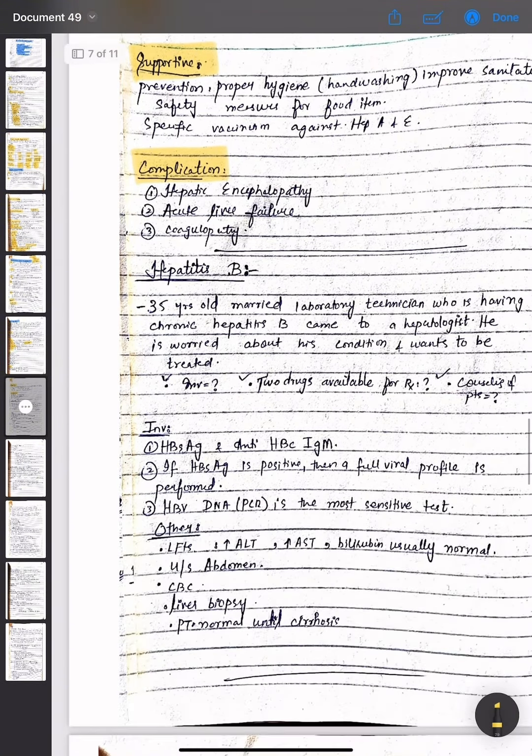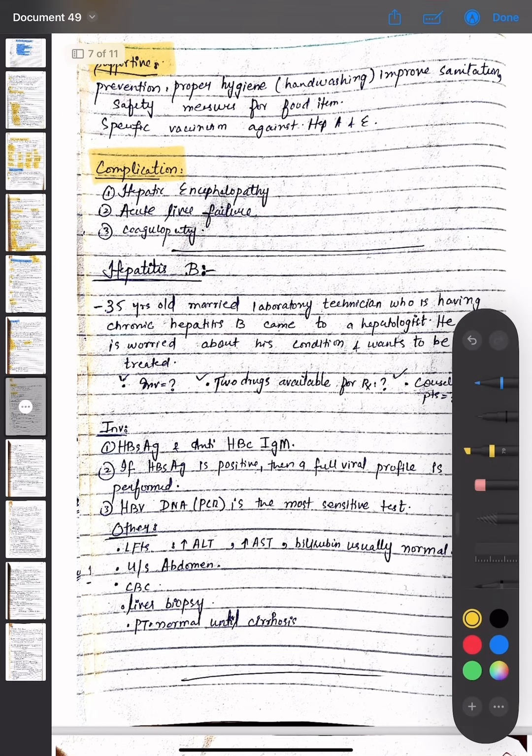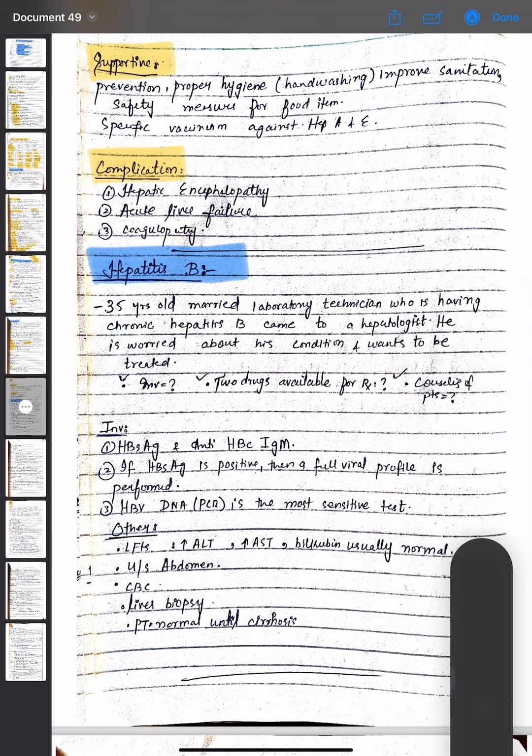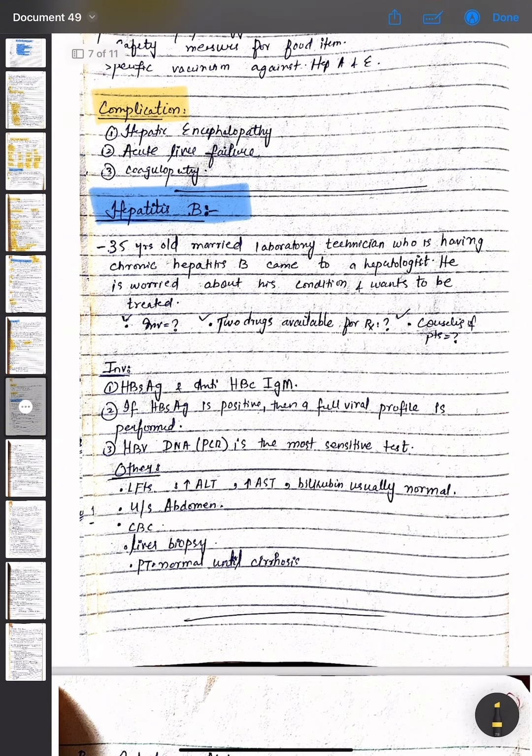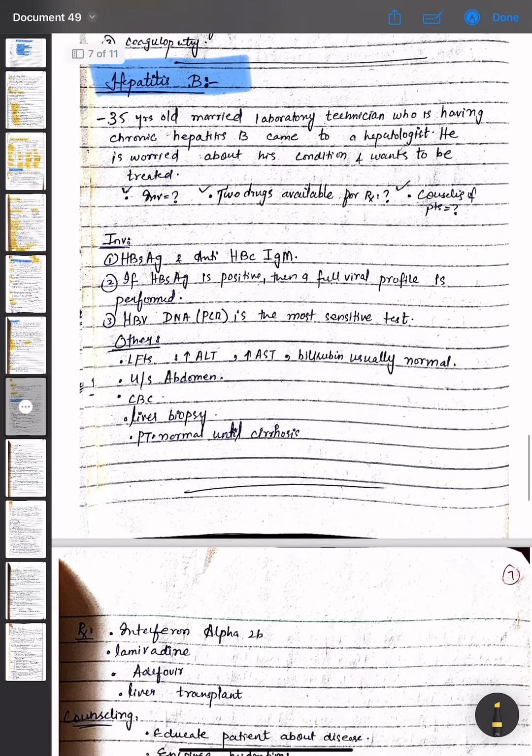Now coming to hepatitis B. We have a scenario of a 35-year-old married laboratory technician with chronic hepatitis B who came to a hepatologist. He is worried about his condition and wants to be treated. What are the investigation options? What are the two drugs available for treatment, and how will you counsel the patient?